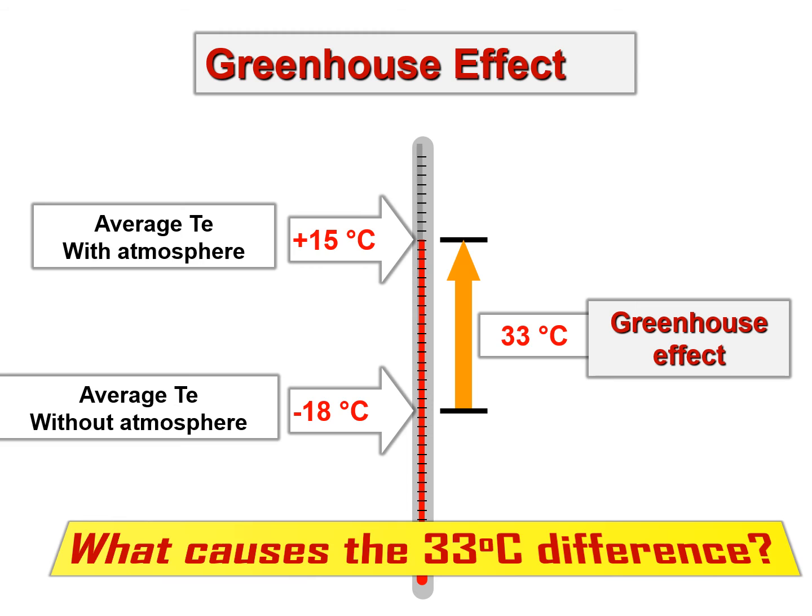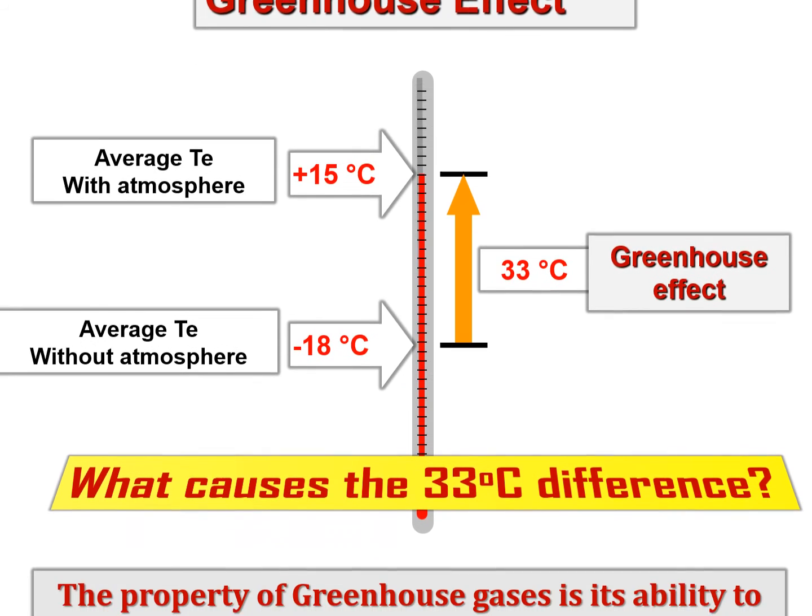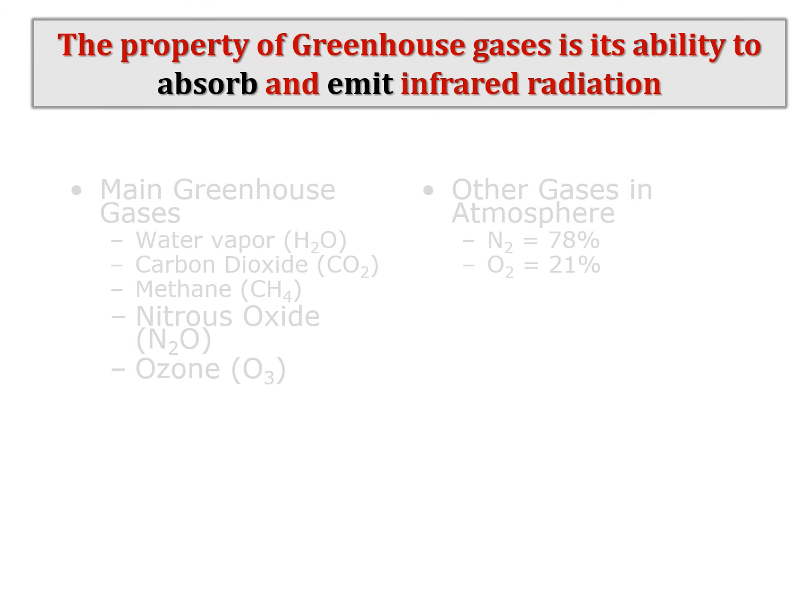So we ask the question, what causes this 33 degrees C difference? Nitrogen? Oxygen? No. Nitrogen is 78% of the air, oxygen 21% of the air, but it is not caused by them. By what? Greenhouse gases. By the water vapor, by the CO2, the trace gases.